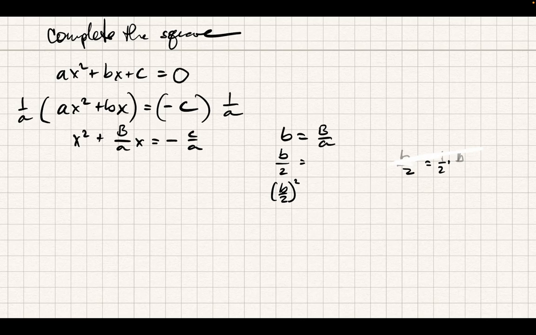Drives me insane. So b over 2 is what? B over 2a. Then I need another equal sign. B over 2a, right? And then what is b over 2 squared? B over 2a squared. So I'm just gonna make this easier on myself: b over 2a squared. So that's b squared over 4a squared. So what do I do with that?